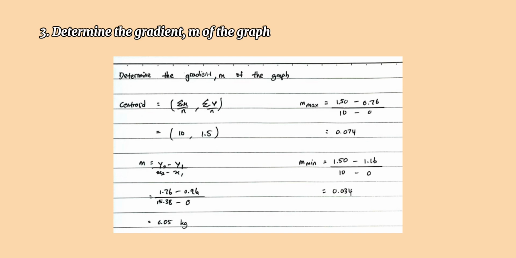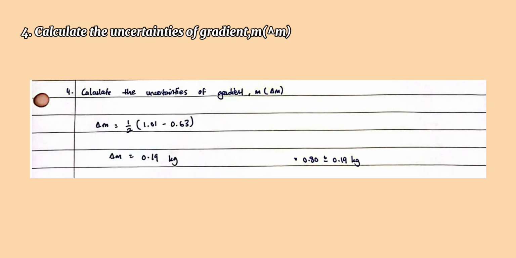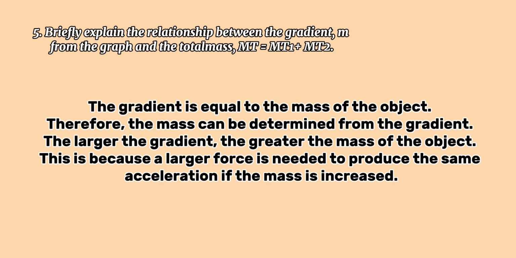Next, this is the gradient m of the graph. For the uncertainty of gradient m, delta m, we got 0.80 plus minus 0.19 kg. Next, the gradient is equal to the mass of the object. Therefore, the mass can be determined from the gradient. The larger the gradient, the greater the mass of the object. This is because a larger force is needed to produce the same acceleration if the mass is increased. This explains the relationship between the gradient m from the graph and the total mass.